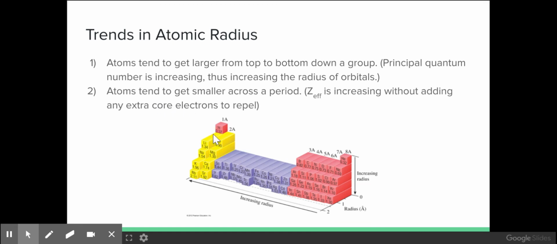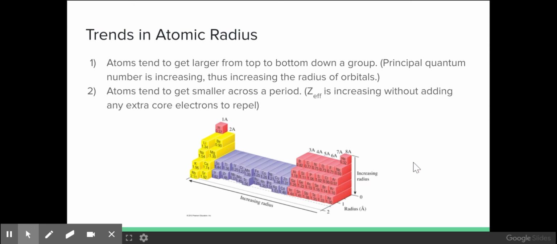Now, the other thing that we notice is if we stay in the second period, so if we go from lithium all the way down to fluorine, as we go from left to right, the atoms actually get smaller. There's one reason why this is happening. The effective nuclear charge is getting bigger as we go across the periodic table.